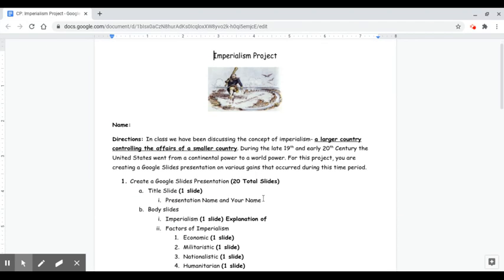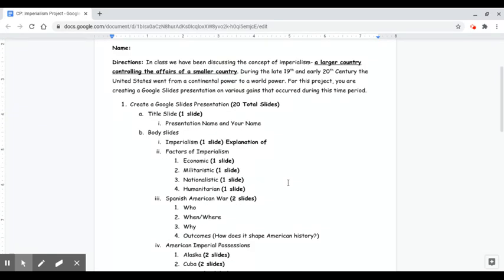Your first slide will be a title slide with the name of the presentation and your name. Your presentation name can be America Grows, The Eagle Spreads Its Wings, anything that you find interesting. It would not hurt to have a picture on this slide as well. You then have body slides to complete. You will do one body slide on imperialism. Basically, you're going to explain the concept of imperialism.